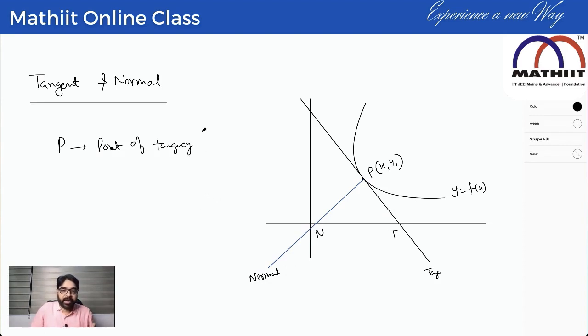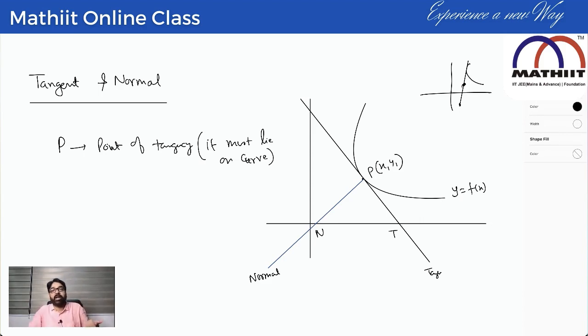And remember, it must lie on the curve. This is going to play a very important role in future, so carefully understand. Suppose this is the curve. If I say from here draw a tangent, yes, we can draw a tangent, but this point cannot be called the point of tangency. Point of tangency means the point where the tangent touches the curve. That is called the point of tangency.